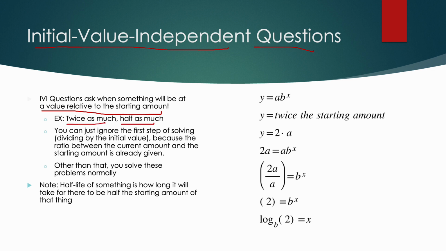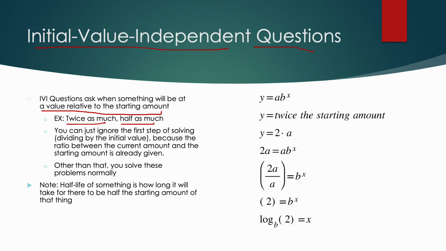So if I say the population of a town is 5,000 people, here's the equation. When will the population be double that? Right? That's going to be one of these questions. And the good thing about these is we can just ignore pretty much the first step of solving it, dividing by the initial value, because the ratio between the current amount and the starting amount is already given, right? So if I say we're trying to find when it's twice as much, we already know that the current amount is going to be 2 times that of the starting amount.